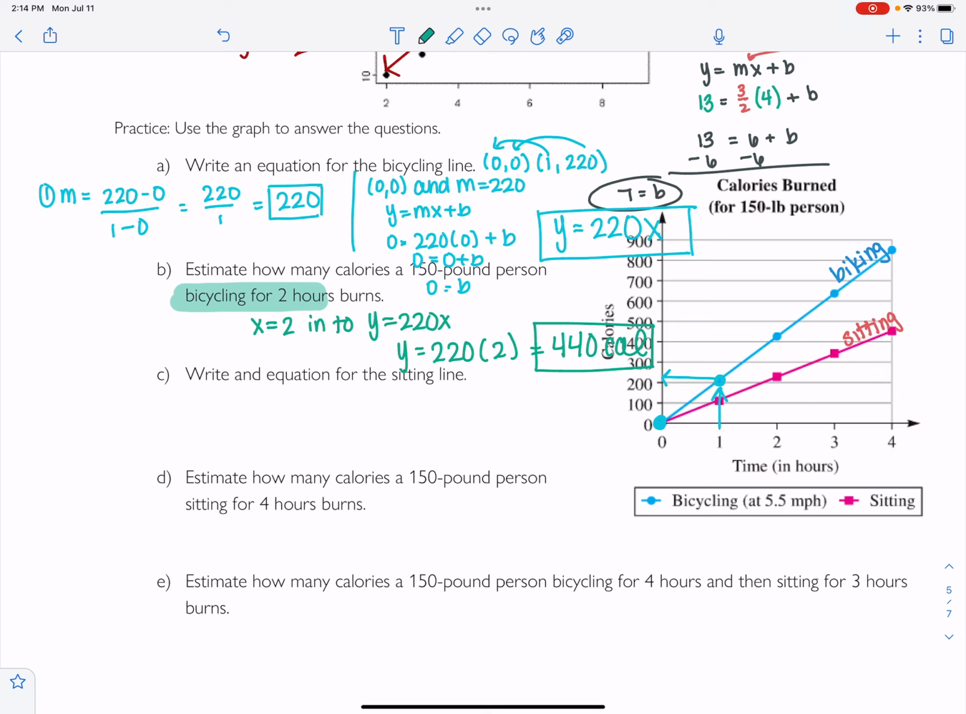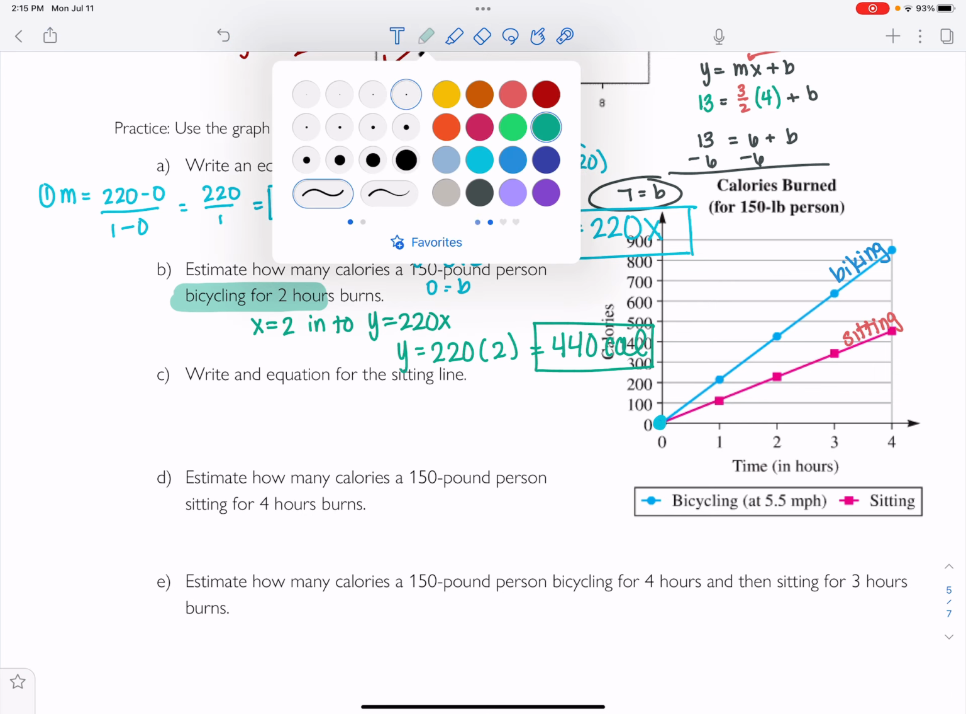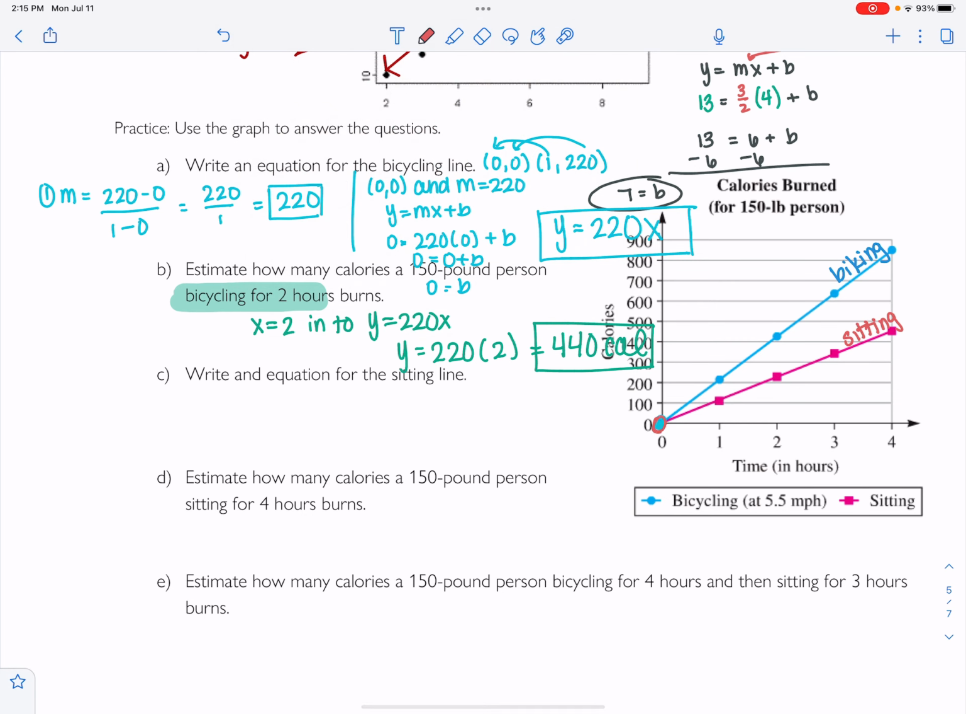All right, the next one, I'm going to shift gears some. I'm going to do the same thing as example A, but now for the sitting line. So I'm going to write an equation for the sitting line. Okay, that's going to be the line on the bottom, or that pink line. I need to find 2 points. Well, still pick that point 0, 0, and I'm just going to go with 1, 100 because it's a nice, easy point. So I've got 0, 0, and 1, 100.